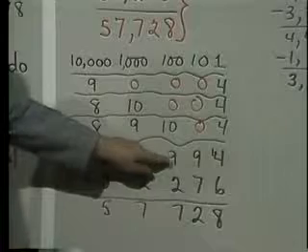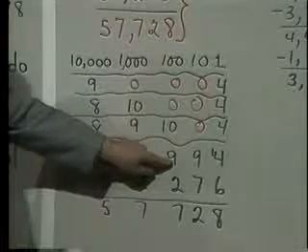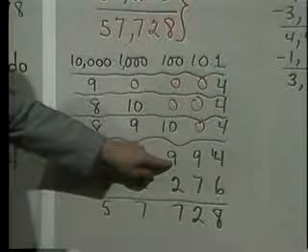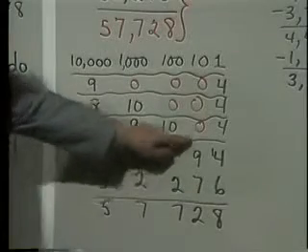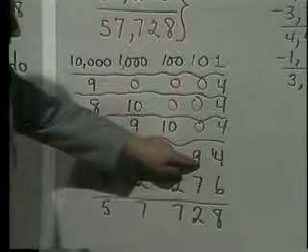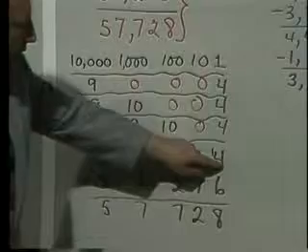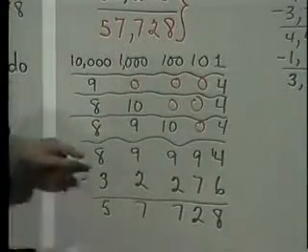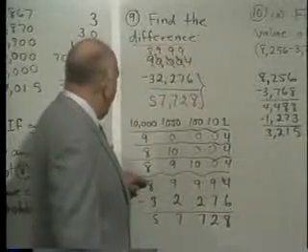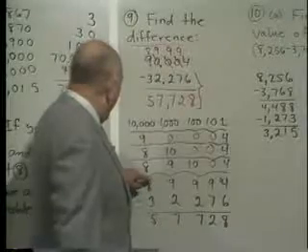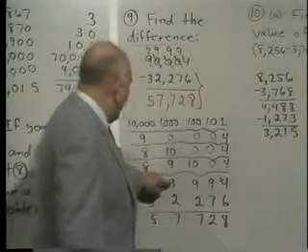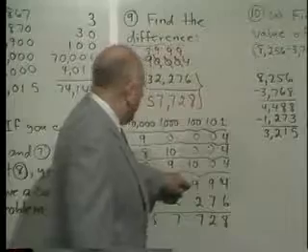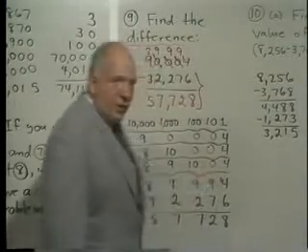Then I took 1 of my hundreds, leaving me with 9 of them. I traded it in for 10 of these. Then I took 1 of these and traded it in for 10 ones. So all I did, in effect, is rewrite 90,004 as 80,000 plus 9,000 plus 900 plus 90 plus 14.